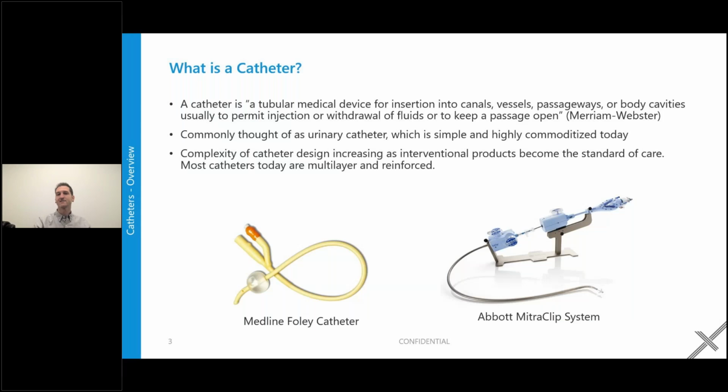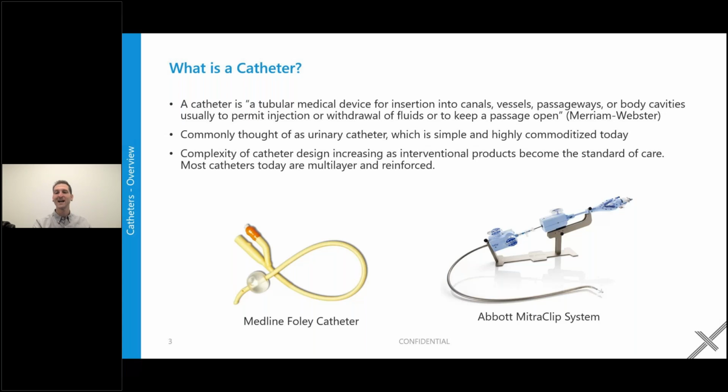So just the basics of what a catheter is. We've got the Merriam-Webster dictionary version of what a catheter is, but obviously a catheter is far more complex than what that can cover. There's a lot of different types of devices. When you talk about catheters to people who don't know about catheters, they instantly go to urinary catheters or Foley catheters because they don't know better. And obviously those are about as simple as it gets in our industry.